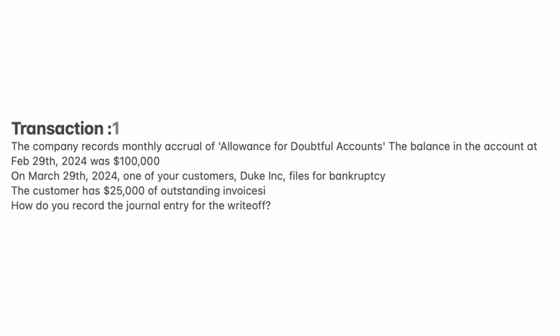The balance in the account at February 29, 2024 was $100,000. On March 29, 2024, one of your customers, Duke Inc., files for bankruptcy. The customer has $25,000 of outstanding invoices. How do you record the journal entry for the write-off?